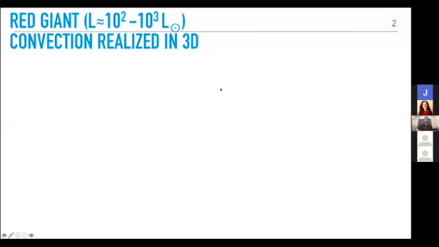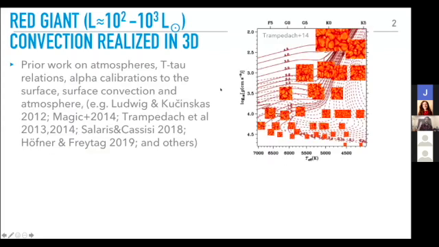Before I do that, though, I want to mention red giants because this is a conference about both. Red giant convection has also been realized in 3D, and there's a lot of interplay between red giants and red supergiants, and connections and similarities and differences to be aware of. There's a lot of prior work on atmospheres, T-tau relations in red giants, calibrating alpha, the mixing length parameter, to the surface, surface convection, and the atmosphere, with references here.